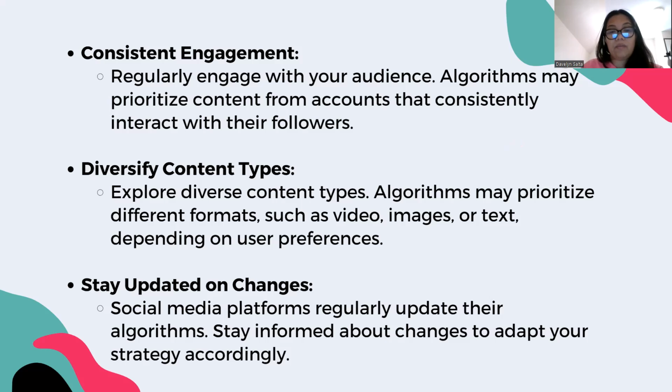Diversify content types. Diversify it, like make it different every week. Explore diverse content types. Algorithms may prioritize different formats. Let's say for this week, you will use video. The next day, you will use images, or the next day, you will just use text. So it depends on user preferences. And then stay updated on changes. Again, social media platforms regularly update their algorithms. Stay informed about changes to adapt your strategy accordingly.